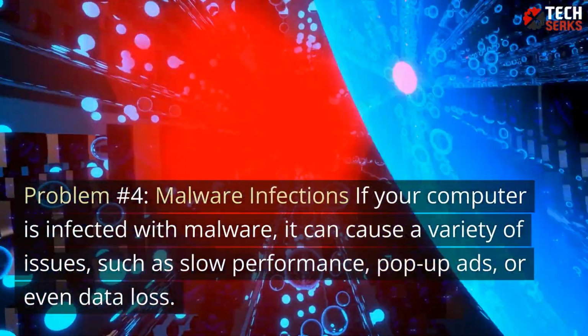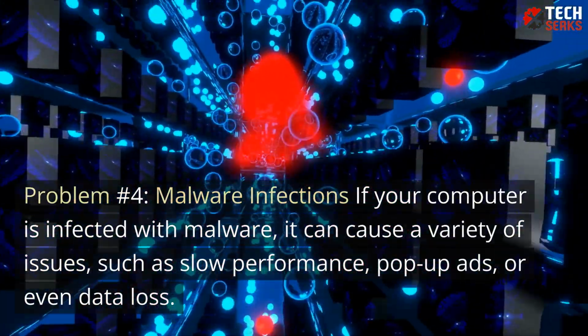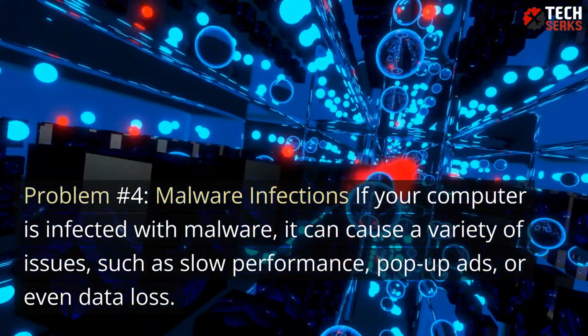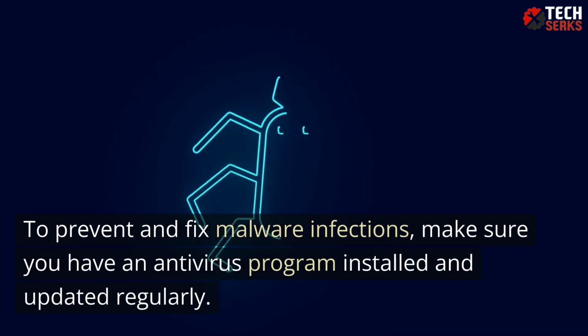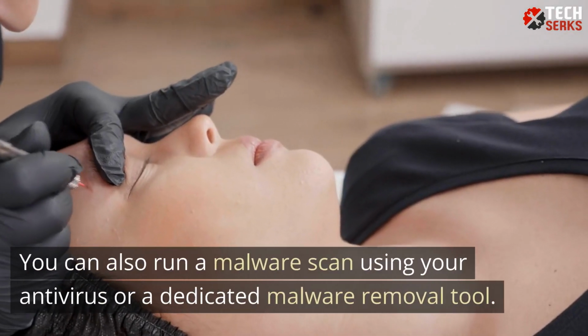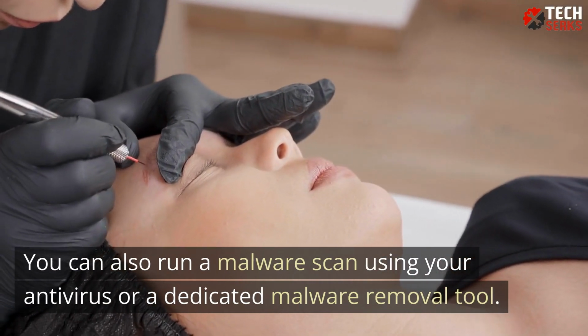Problem number 4. Malware infections. If your computer is infected with malware, it can cause a variety of issues, such as slow performance, pop-up ads, or even data loss. To prevent and fix malware infections, make sure you have an antivirus program installed and updated regularly. You can also run a malware scan using your antivirus or a dedicated malware removal tool.